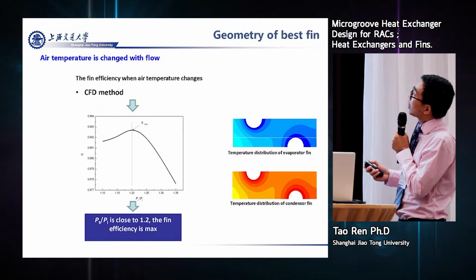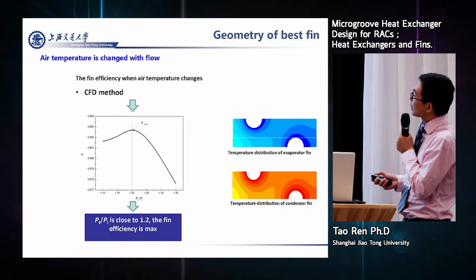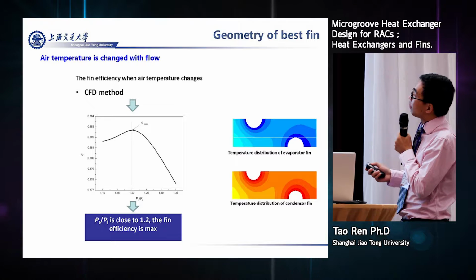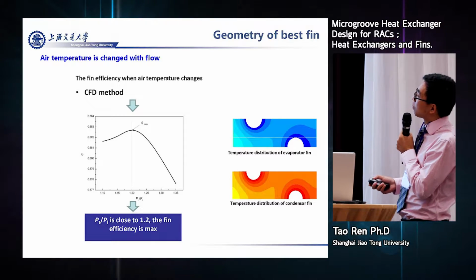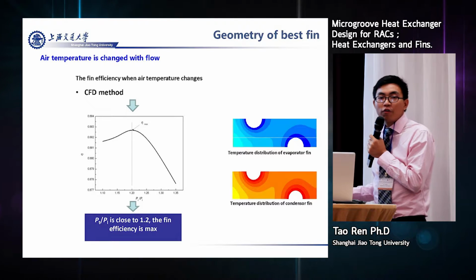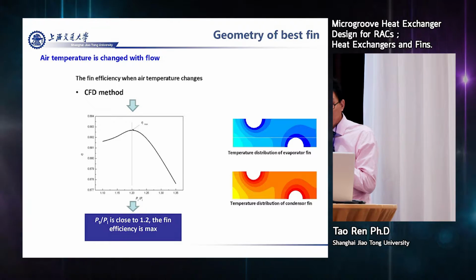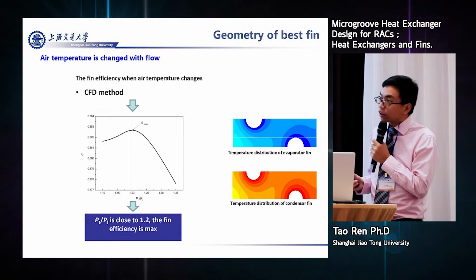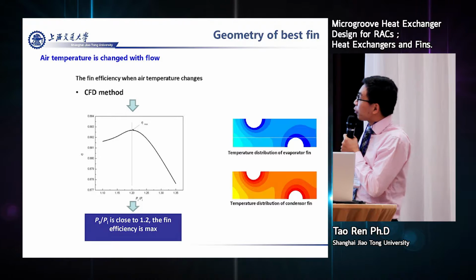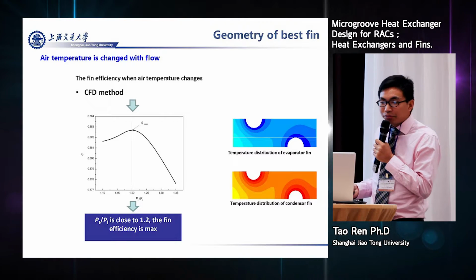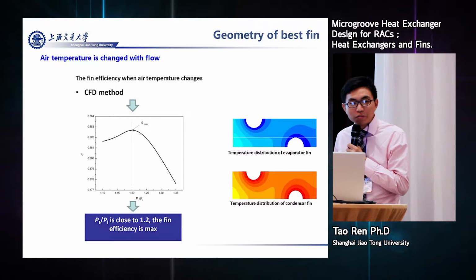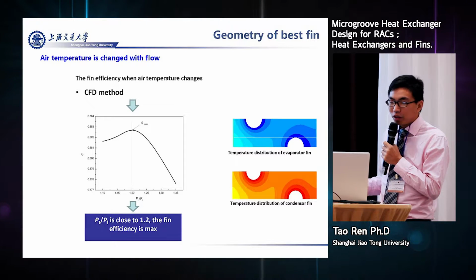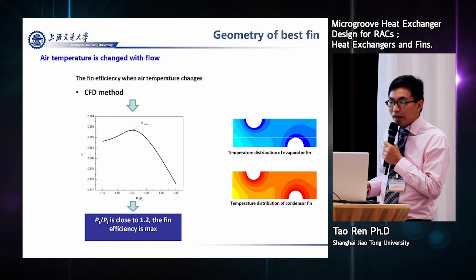As the temperature changes with the airflow, we found that the best fin efficiency is close to PT divided by PL of 1.2. It's quite close to 1.154. So we recommend that when we use 5 millimeter tubes, just for the traditional use, we use 1.154 for the heat exchanger.